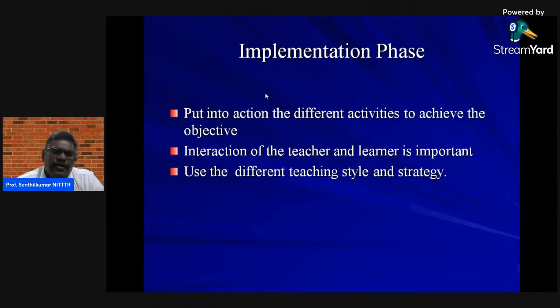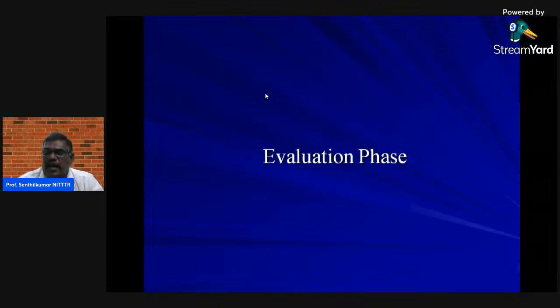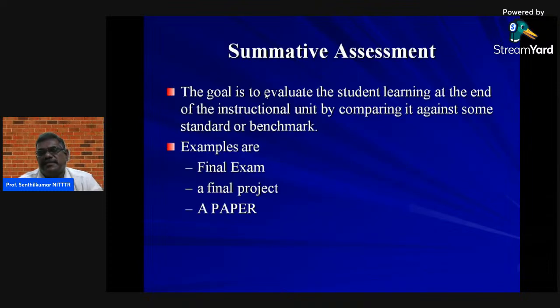Implementation phase. Put into action the different activities to achieve the objective. Interaction of the teacher and learner is an important one. So interactive learning. Use different teaching styles and strategies. And evaluation, that is a summative assessment. The goal is to evaluate the student learning at the end of the instructional unit by comparing it against some standards or benchmark. Our final exam, final project. Suppose in a research study, finally publishing a paper. It is a summative assessment.